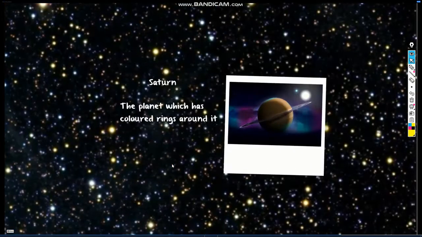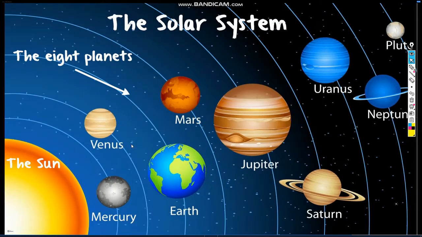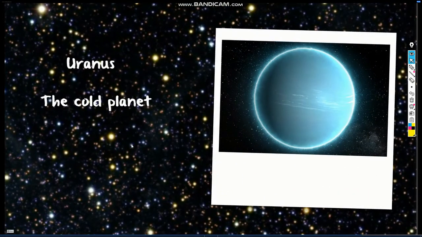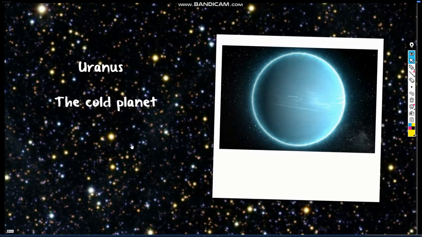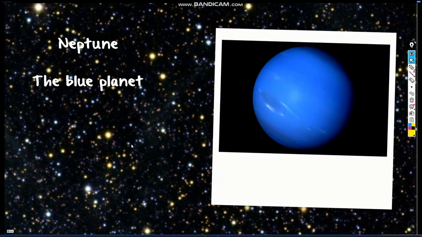Next we have Saturn. Saturn is the planet which has colored rings around it. Next we have Uranus, and it's known to be the cold planet. Why is it the cold planet? Because it's very far from the Sun and heat doesn't come to it as it comes to us. Last is Neptune. It's called the blue planet.